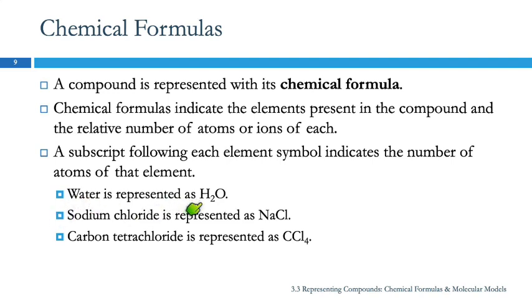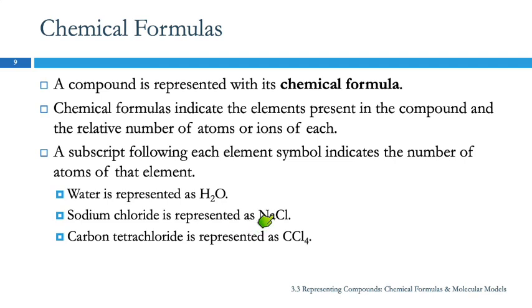Water is represented as H2O. H2 means there's 2 hydrogens, and O means there's 1 oxygen. We don't write the 1. We don't write H2O1 because if there weren't any oxygens, we wouldn't put the O. And if there's 2 or more oxygens, we'll put some other number. So we're not going to put the 1.